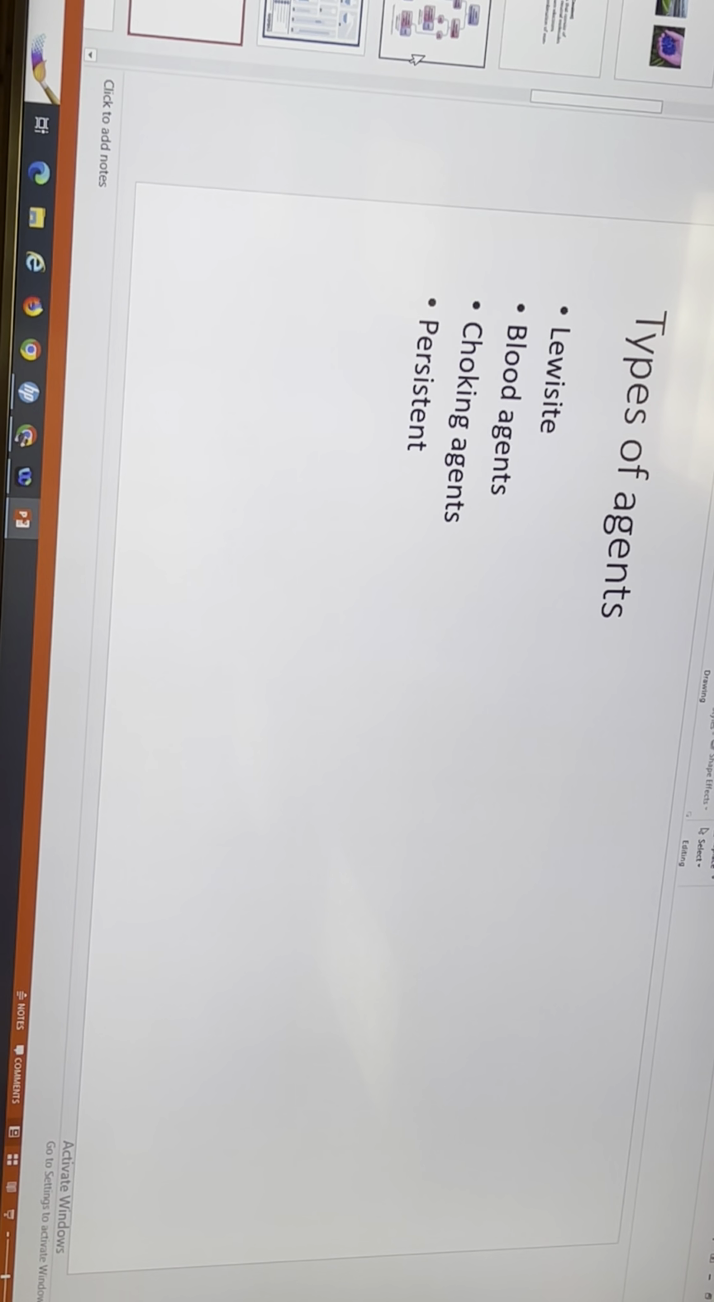Types of agents we're going to go over, not necessarily in this order, because I did the slides wrong. I forgot the order I wanted to do them in. I was a young E5, I was trying my best. We've got leukocytes, blood agents, choking agents, and then we're going to go into persistent and non-persistent.